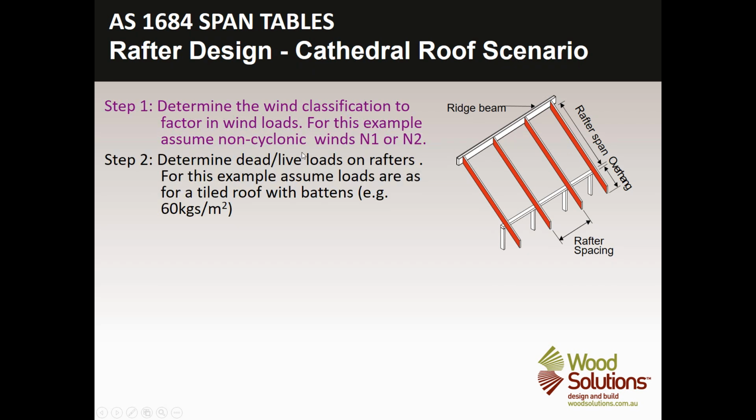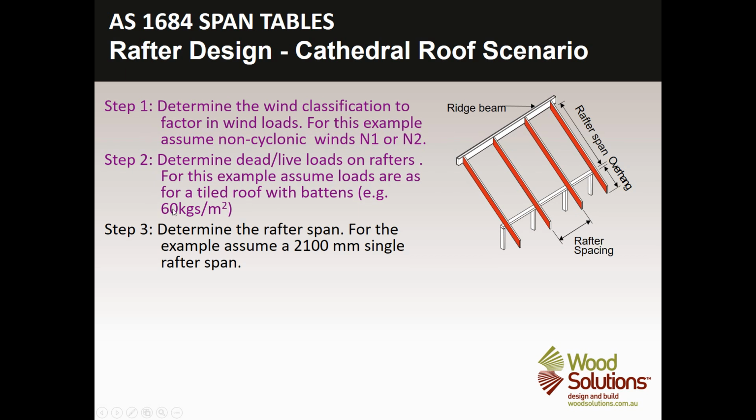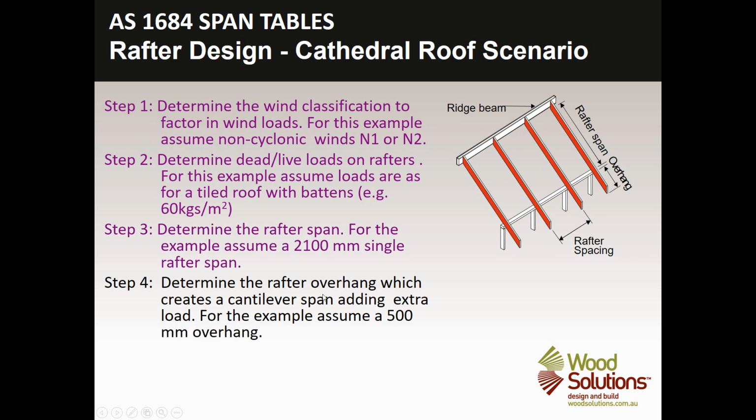I think we're going through much the same thing again. Determine dead and live loads on rafters. For this example, assume loads are as tile roof with battens, so 60 kilograms per square metre. Determine the rafter span. For the example, assume 2100mm rafter span. Determine the rafter overhang, which creates a cantilever span, adding extra load. For example, assume a 500mm overhang.